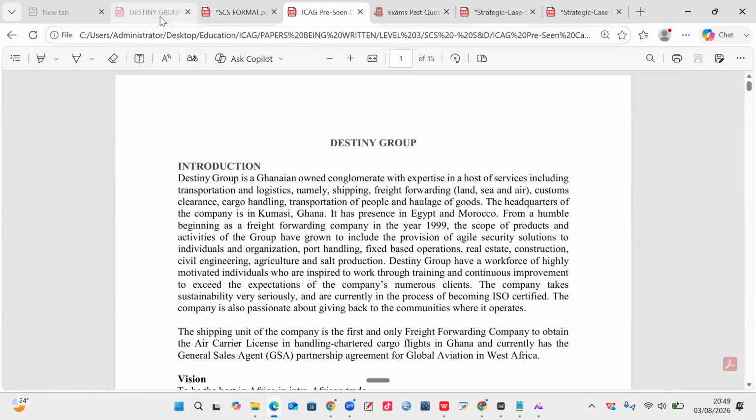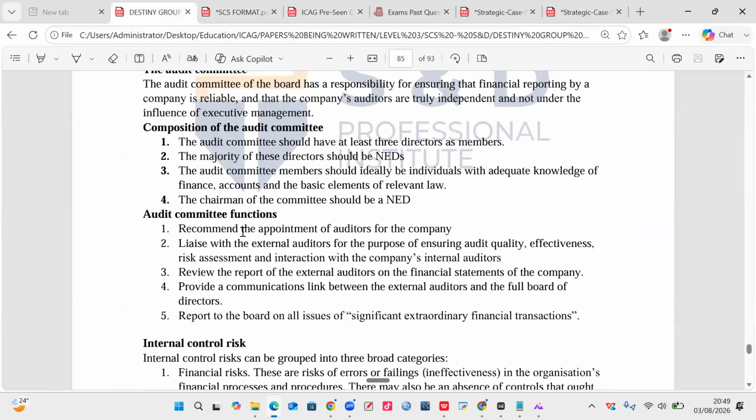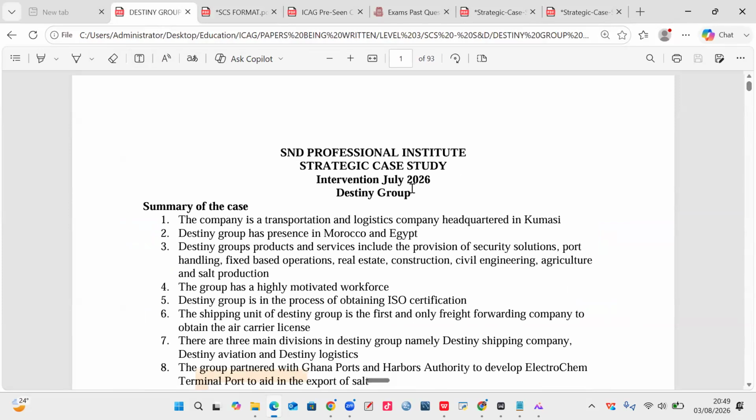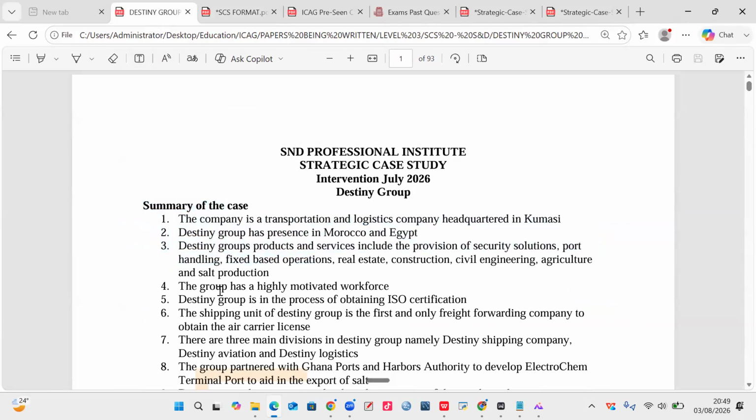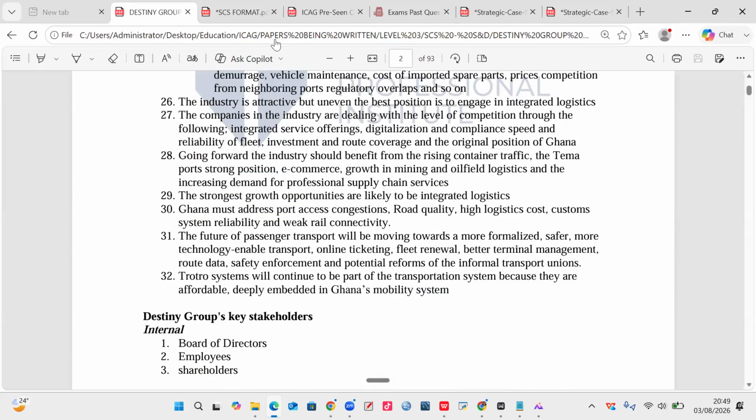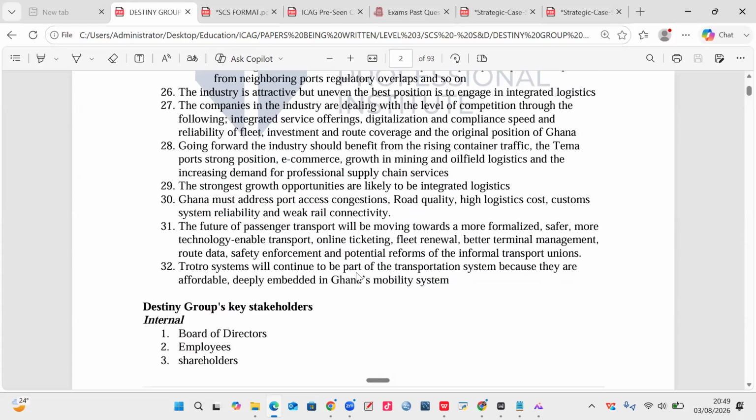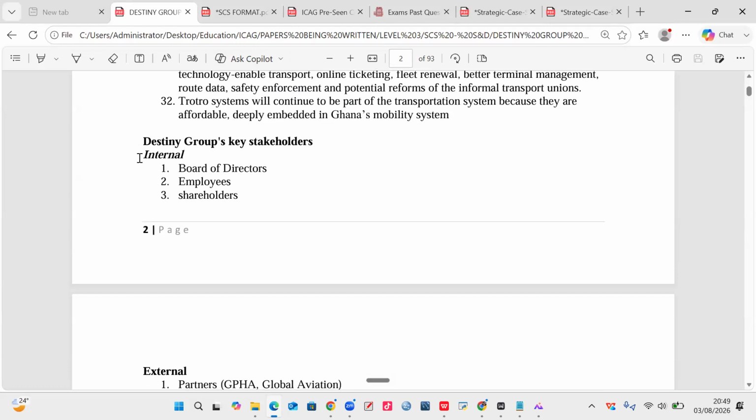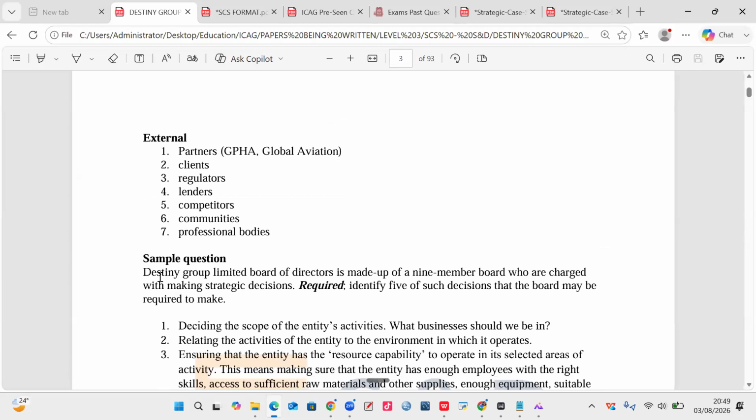So let me use what the SNE lecturer used the last diet. Please pay attention. So this is 93 pages. Watch. The 93 pages here. He summarized the cases, the case study. He summarized it, and he found how many points? He found 32 points, summarizing all the key points. Now, who are the key stakeholders? Internal board of directors and the external. Then here he's asking a question on the external. So he got a requirement.